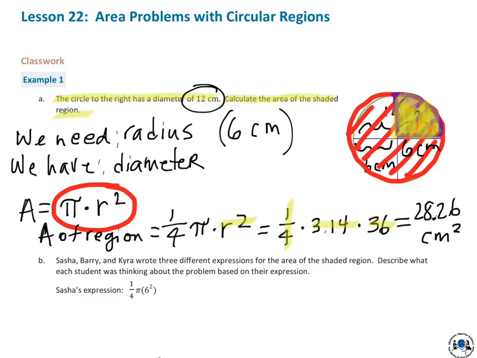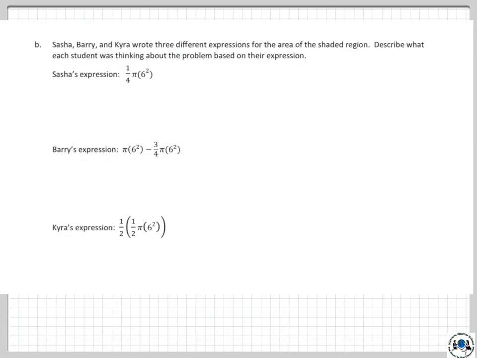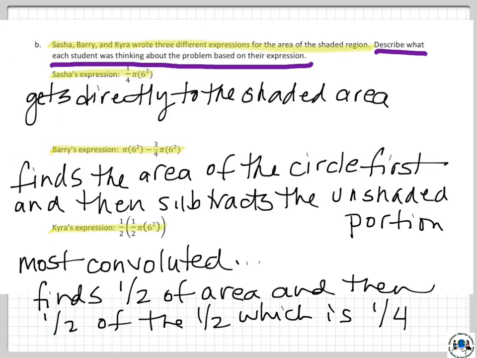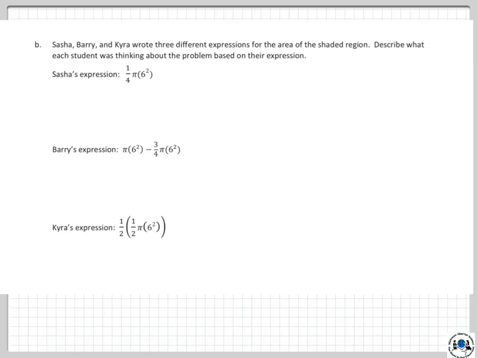Hopefully you got that. If not, hopefully close. If you weren't close, hopefully you will be closer in the future because of this problem. Now B tells us about Sasha, Barry, and Kira, and they wrote 3 different expressions for the area of the shaded region, which is now in yellow there. So they have different expressions for this shaded area.